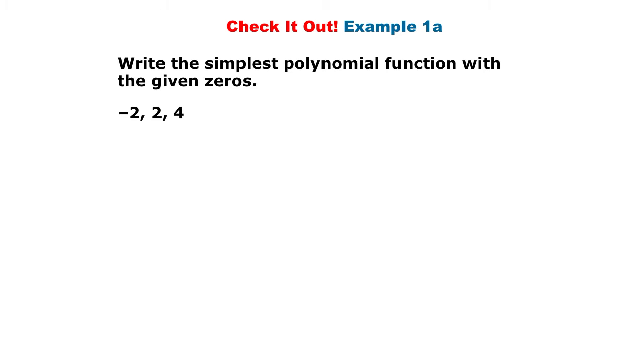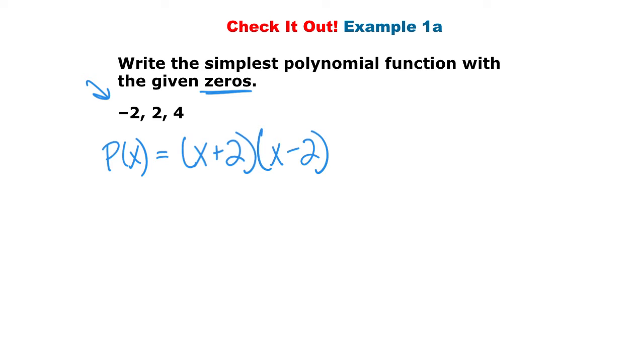Okay, here we're going to write the simplest polynomial function we can with the given zeros or roots, these three right here. We're going to name our polynomial p of x, and it's going to be x plus 2 is a factor, because I know that minus 2 is a root. If x was negative 2, then this would be equal to 0, times x minus 2, because positive 2 is a root, and then times x minus 4. So there it is written out in factors.